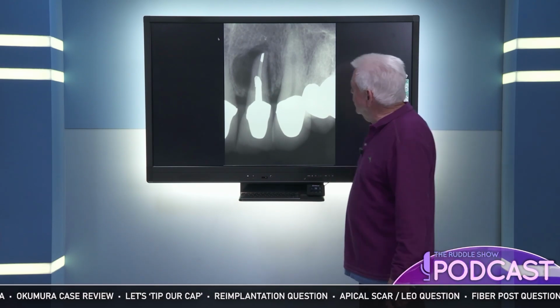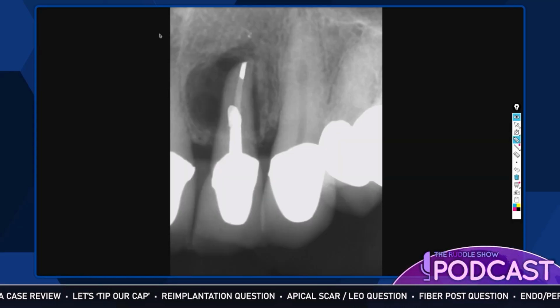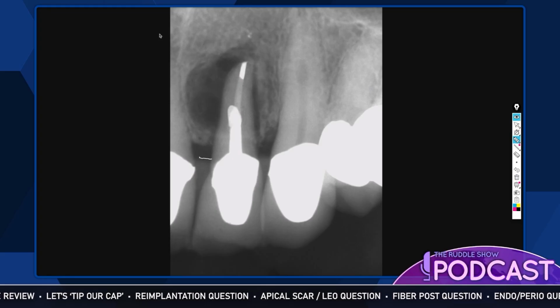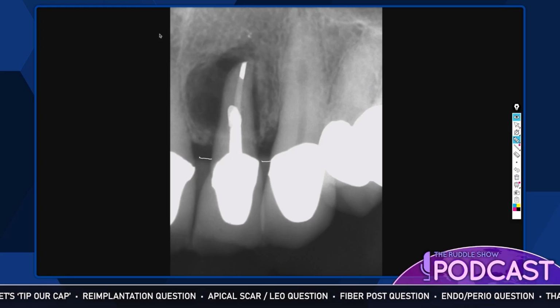So the tooth is now replanted. This is immediately. If you look here, you'll see a little shadow. That's the splint. We're getting to Hideki's question.